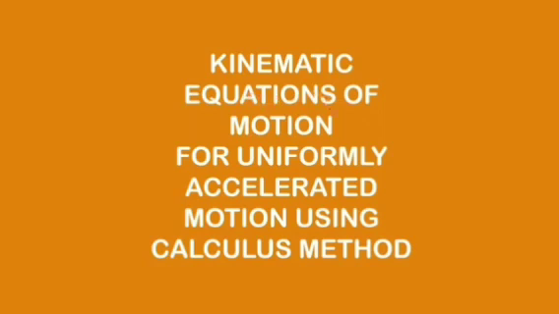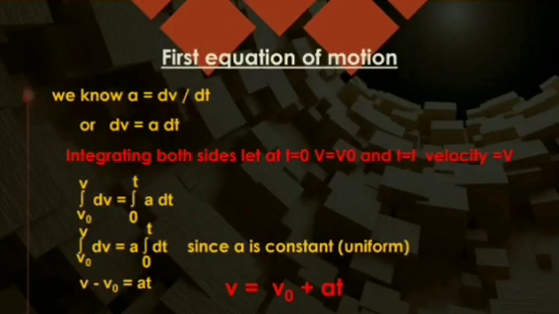We want to work out the kinematic equations of motion for uniformly accelerated motion using the calculus method. So for the first equation, acceleration is dv by dt. From here you can write dv equals a dt. A is constant, and velocity is dependent upon time. Now if I integrate, I suppose that when time is 0, velocity is v naught, and when time is t, velocity is v. So I am doing definite integrals.